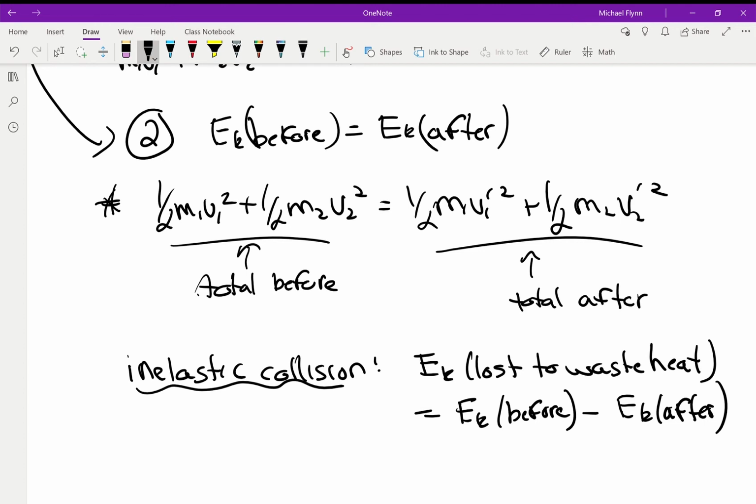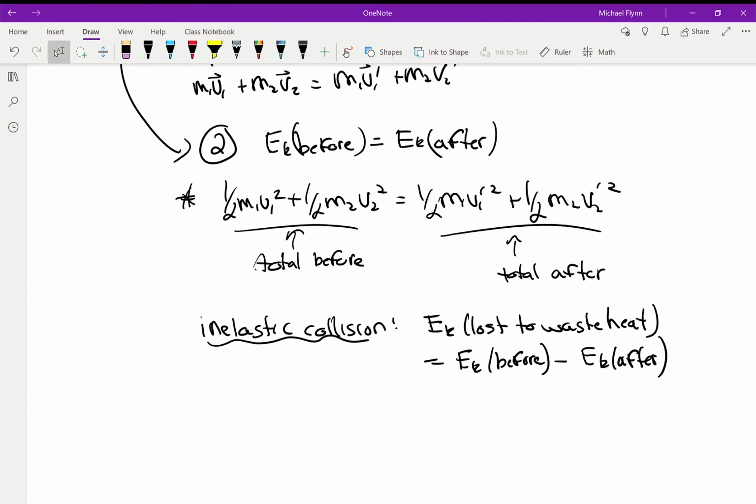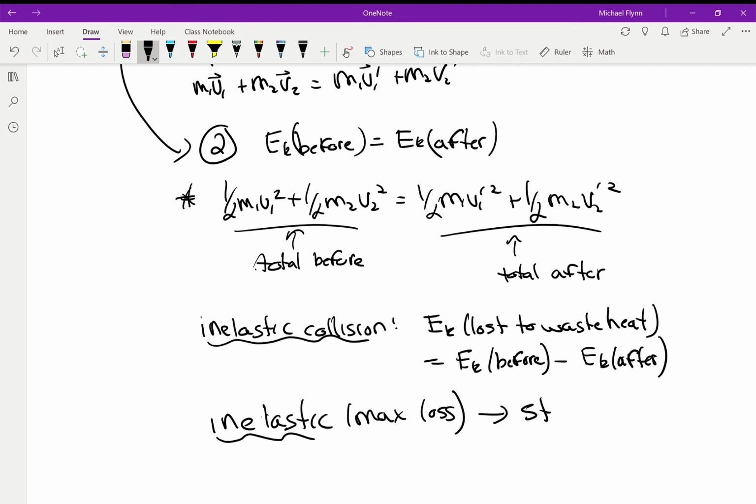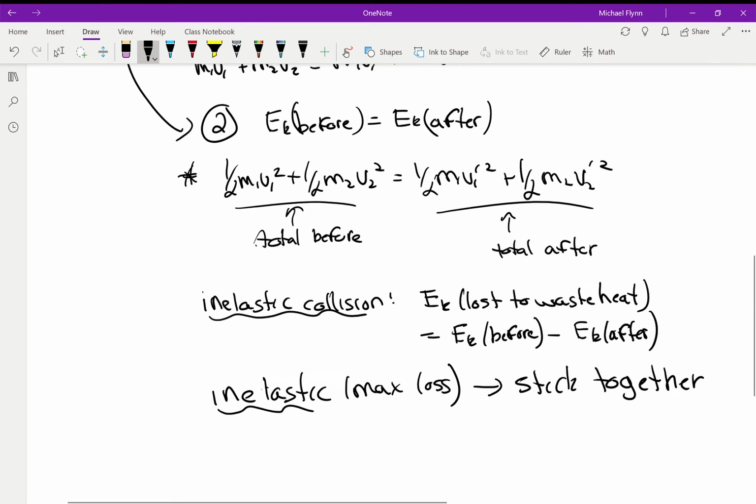Okay, but if they stick together, you lose the most that's possible to lose in the system. Okay, so an inelastic collision, the word inelastic means you have the maximum loss, and that means they stick together and have the same final velocity. Okay, and that's the definition of an inelastic collision.